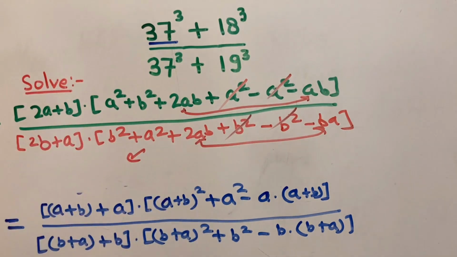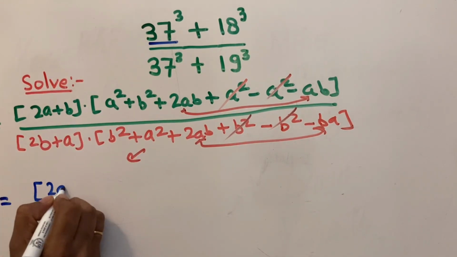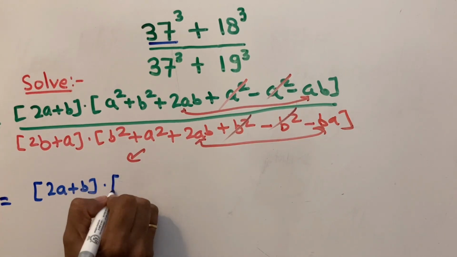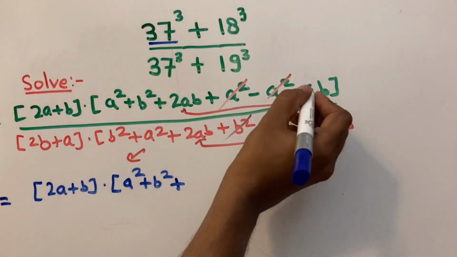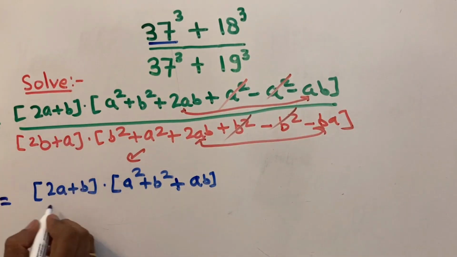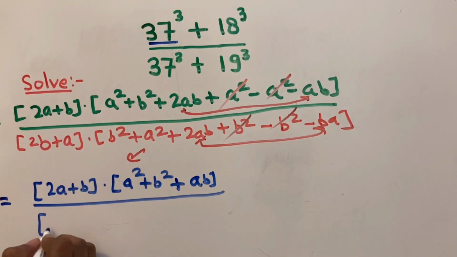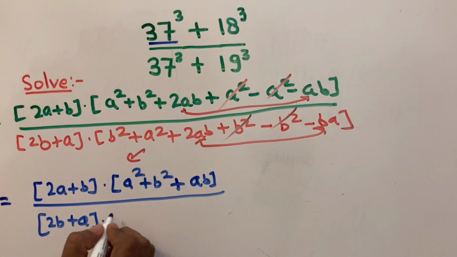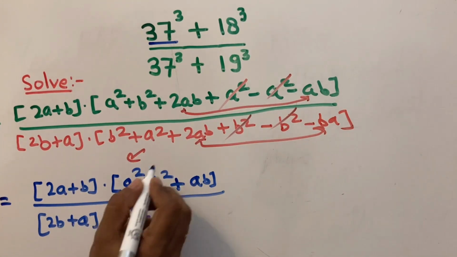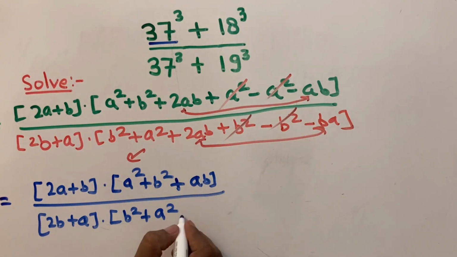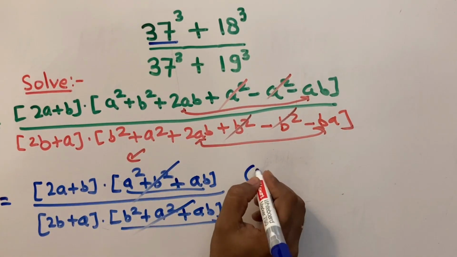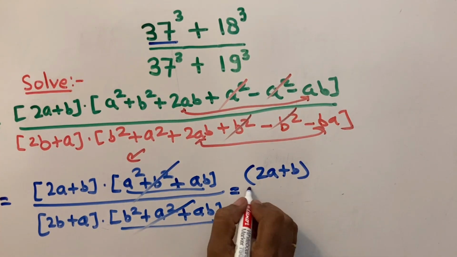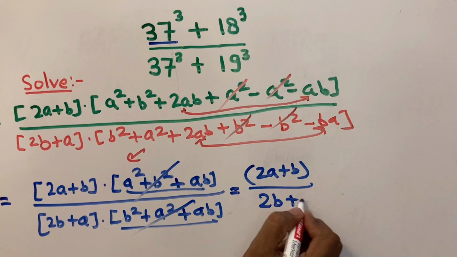So this simplifies to (2a plus b) multiply (a square plus b square plus 2ab minus ab, which is plus ab) divided by (2b plus a) multiply (b square plus a square plus 2ab minus ab, which is plus ab). So these terms are the same, so they cancel. This simplifies to 2a plus b divided by 2b plus a.